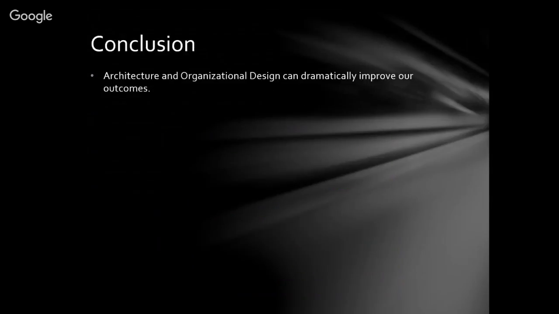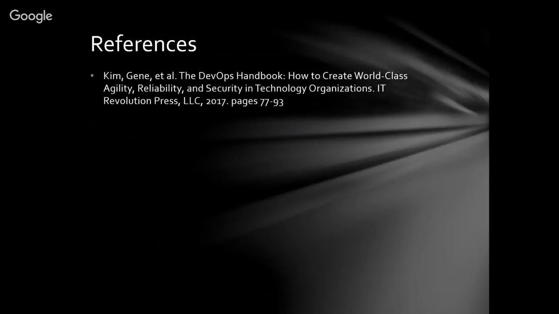In conclusion, architecture and organizational design can dramatically improve our outcomes. The reference today was the text, The DevOps Handbook, pages 77 through 93.